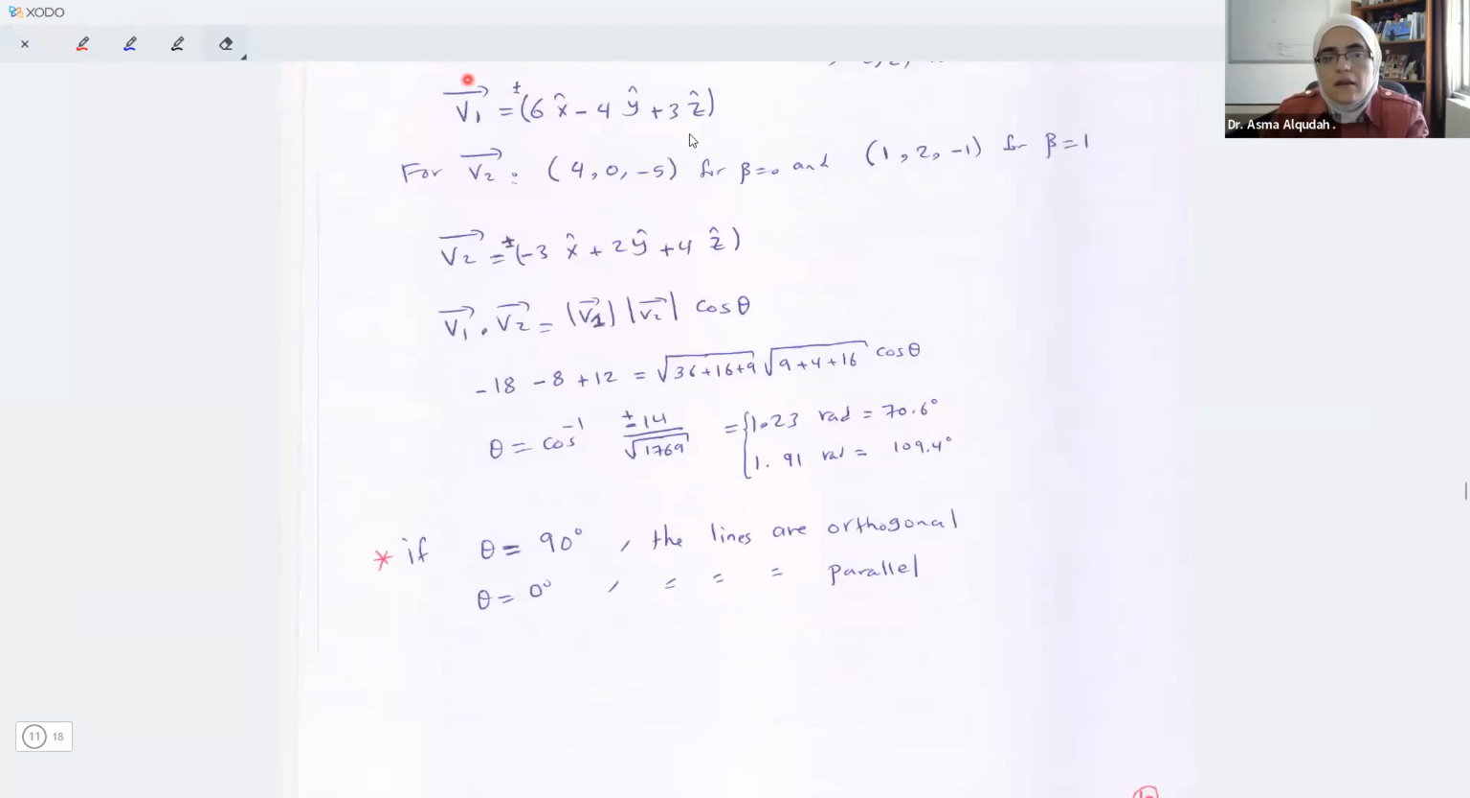Of course, here the angle between the two vectors should be taken to be plus minus, because if we take the angle to be the cosine inverse of 14 divided by the square root of 1769, the angle will be 70.6 degrees. So let's say this is vector V1 and this is vector V2. Okay, so the angle is 70.6 degrees.